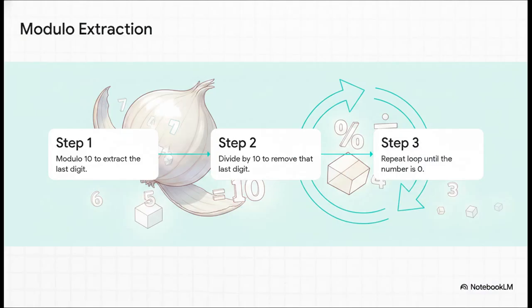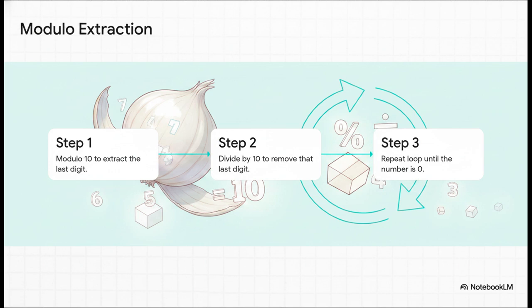Think of a really large number, kind of like an onion. To understand it or to manipulate it, we need a way to peel it apart layer by layer, or digit by digit. And we do this using a super simple logical loop. Step 1, we use an operation called modulo 10. Modulo just means we divide the number by 10 and grab only the remainder. And because our entire number system is base 10, running a modulo 10 always magically hands you the very last digit on the right. Step 2, we then just divide the original number by 10.